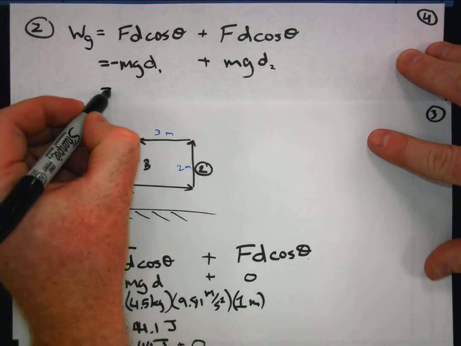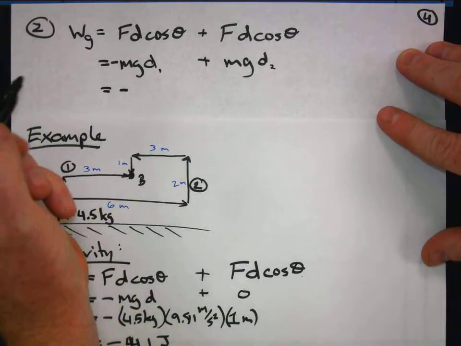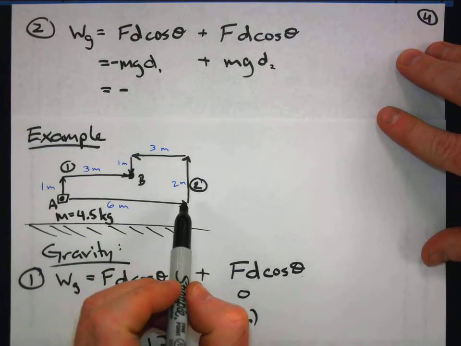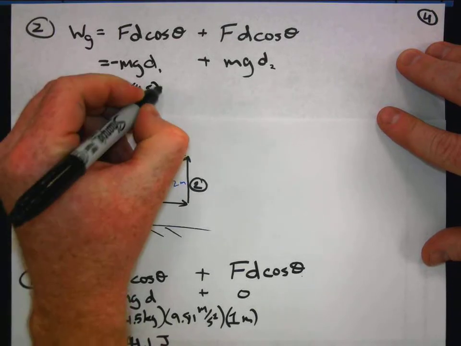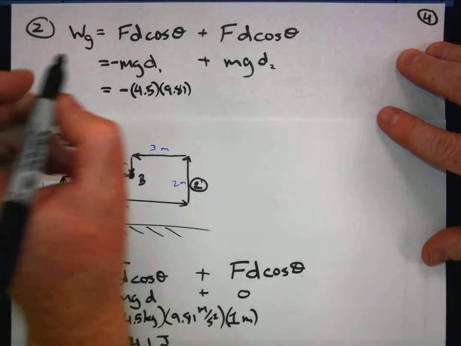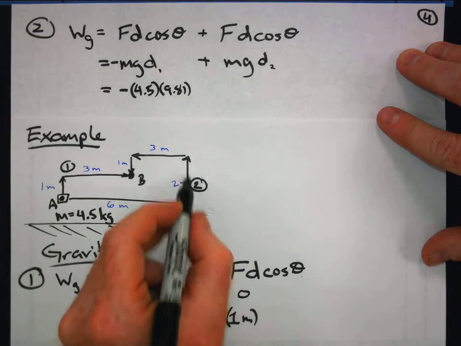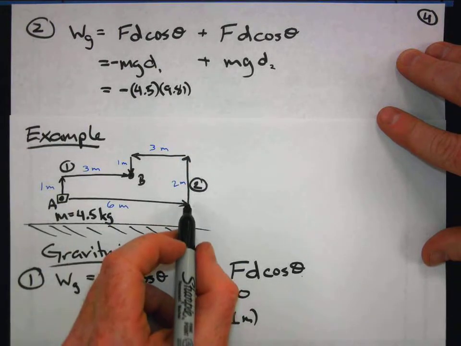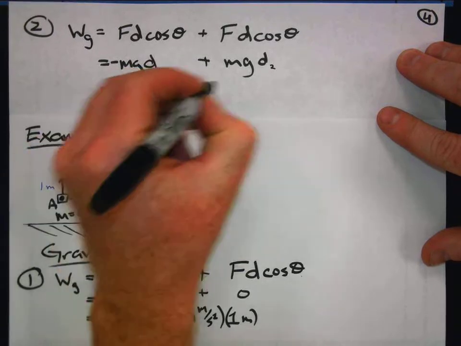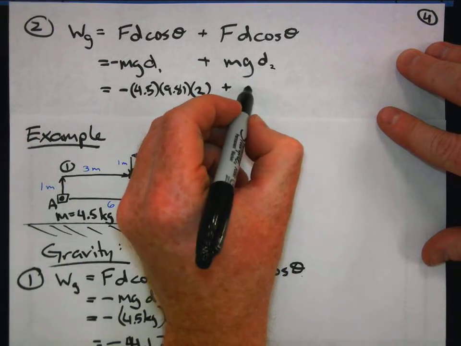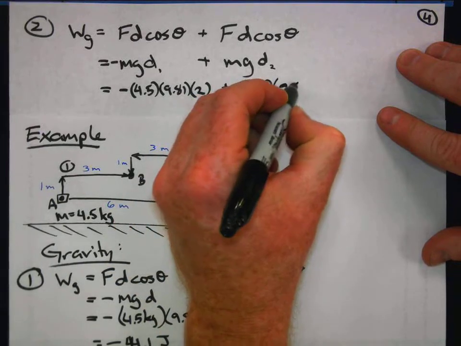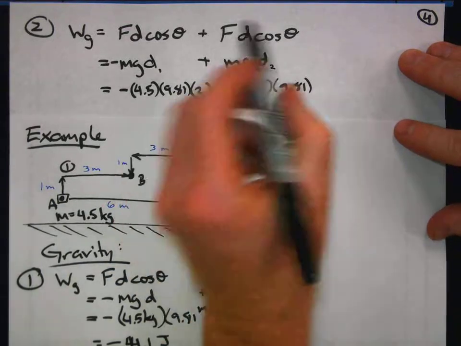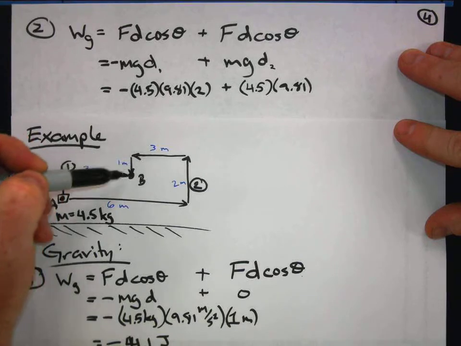So what is the total here? Okay, so I've got mass of 4.5, g is 9.81, and distance 1 here, let's call that the upward 2 meters. And here, mass of 4.5, g 9.81, and this distance here, the second vertical distance, that's just 1 meter.